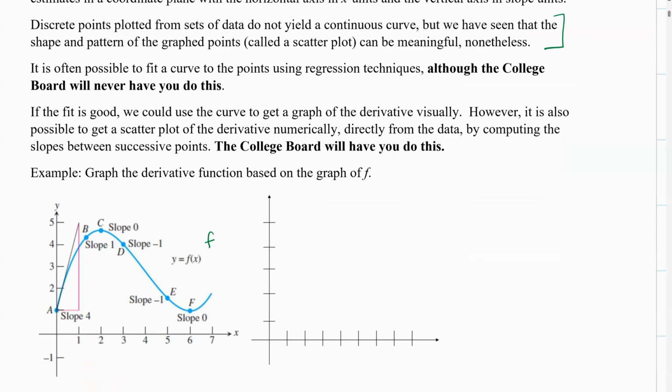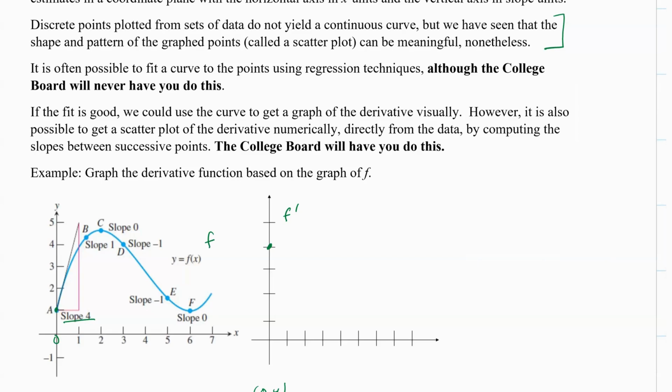Well, what do we think the slope at point A is? Well, it says here the slope is 4. So, hey, the x value is 0. The slope is 4. 1, 2, 3, 4. Hey, I think the f prime function would have the coordinate (0, 4), again because the original function, when x is 0, has a slope of 4.